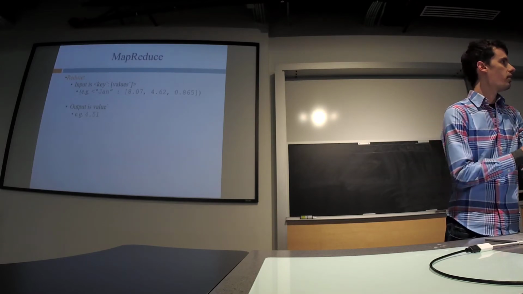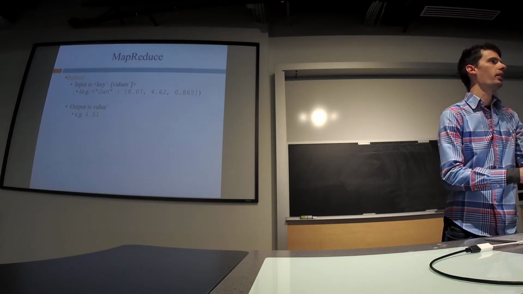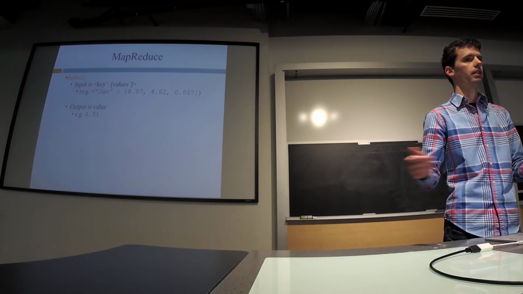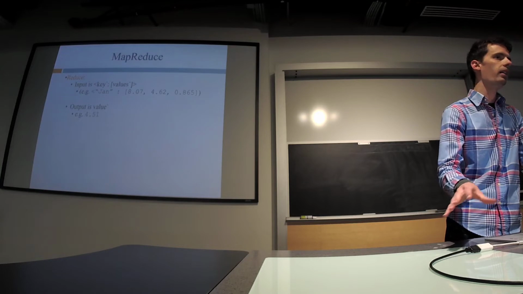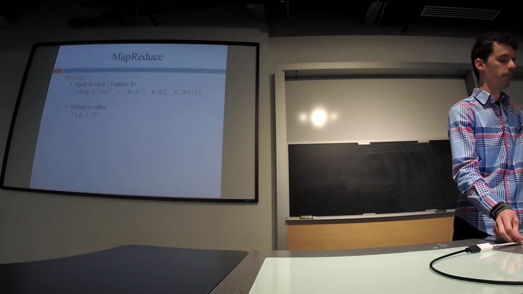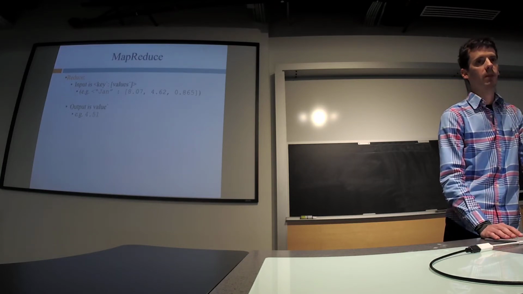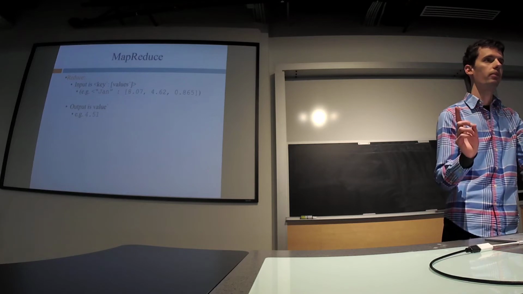So for every reduce job, I'm going to have a key plus a list of some kind of value in the new domain, the post-filtered domain. Okay, and the output is just a value.